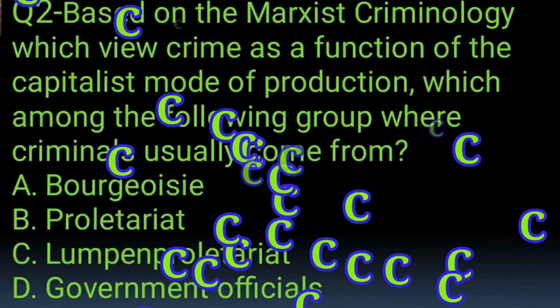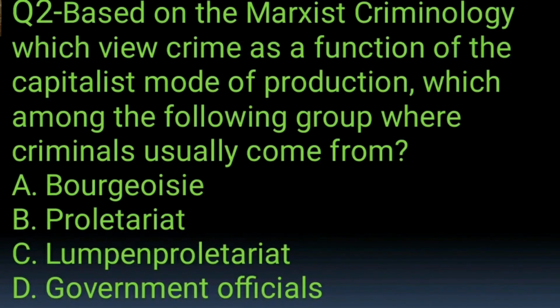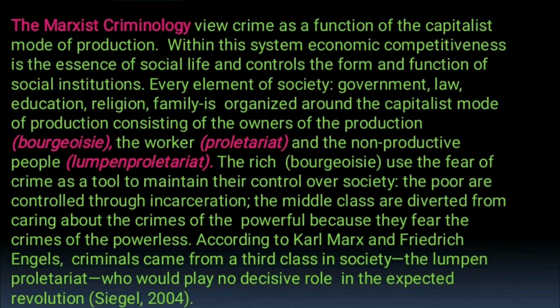So, to further explain, the Marxist criminology views crime as a function of the capitalist mode of production. Within this system, economic competitiveness is the essence of social life and controls the form and function of social institutions. Every element of society, government, the law, education, religion, family is organized around the capitalist mode of production, consisting of the owners of the production, that is known as the bourgeoisie, and the worker is called as proletariat, and the non-productive people is known as lumpen proletariat.